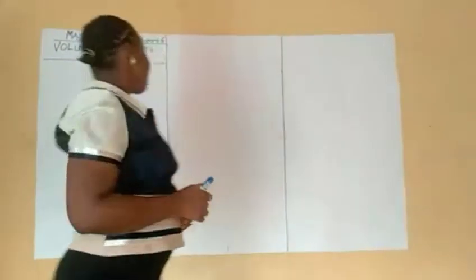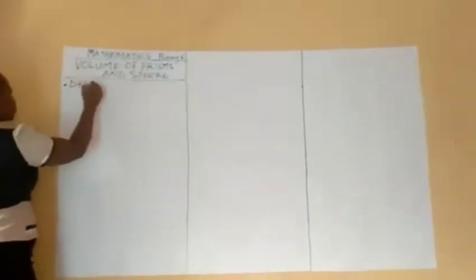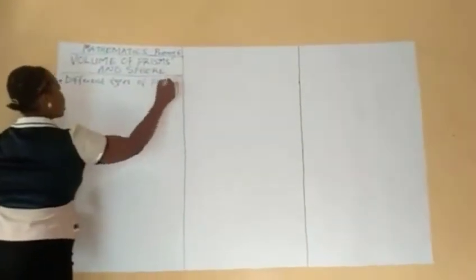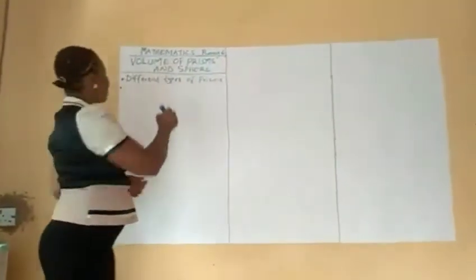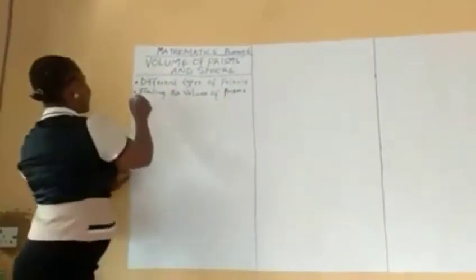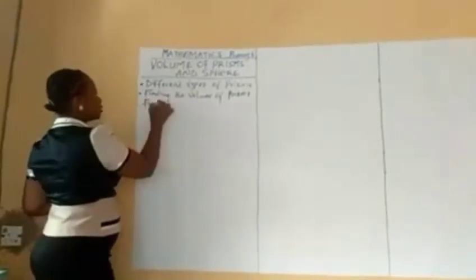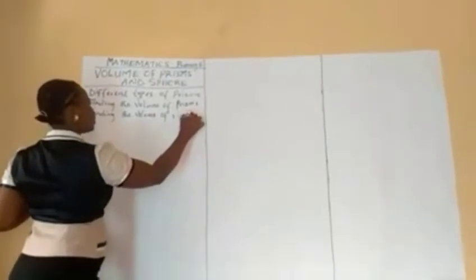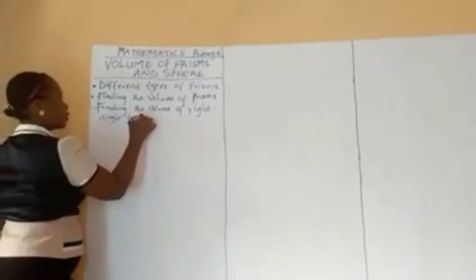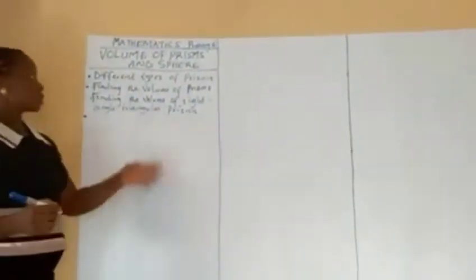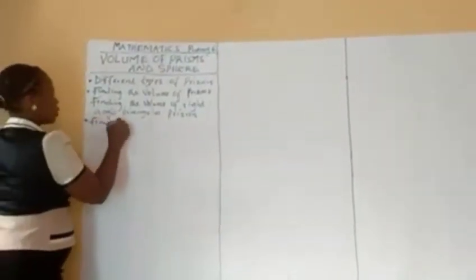Now, the volume of prisms. Here we are going to be discussing the subtopics: different types of prisms, finding the volume of prisms, finding the volume of right angle triangular prisms, and the last one, finding the volume of sphere.